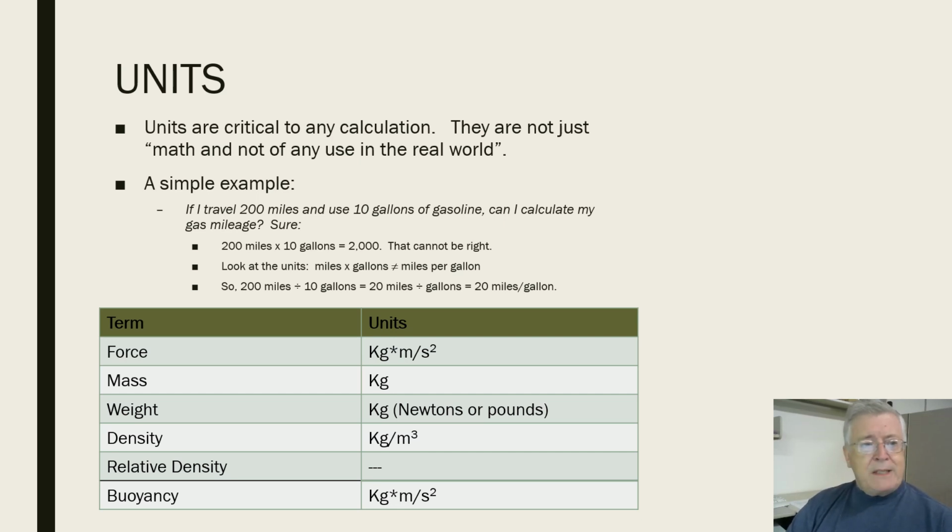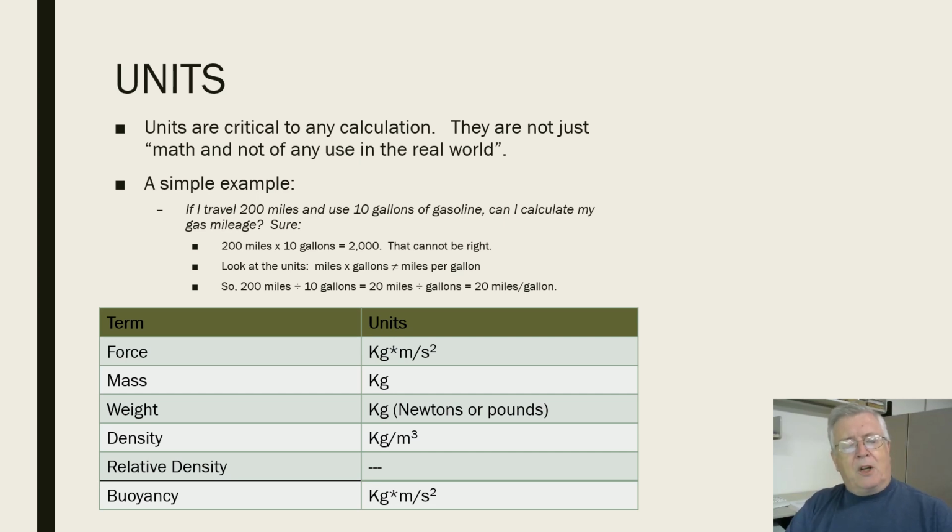Here's a very simple example you guys do every day. If I travel 200 miles and use 10 gallons of gasoline, can I calculate my gas mileage? Sure, everybody knows. So let's take 200 miles times 10 gallons. That's equal to 2,000. Well, that can't be right.